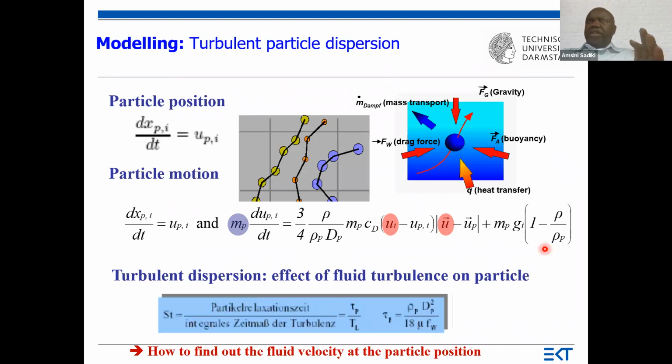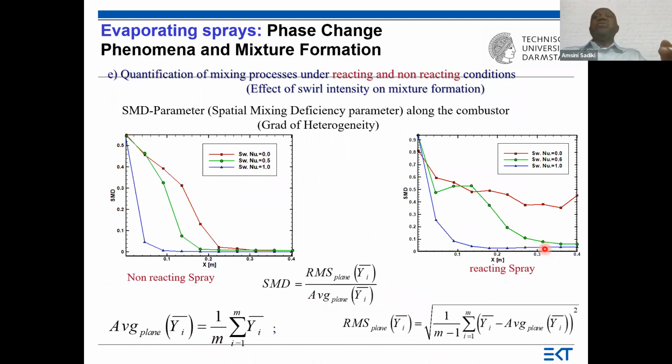So this is the mixture formation: how to characterize the effect of turbulence on evaporation, and how to quantify also the swirl intensity to get a correct mixture formation. At the distance where we want to get the homogeneity, we can carry out simulations by changing the swirl number in order to get this at the correct position using this quantity.